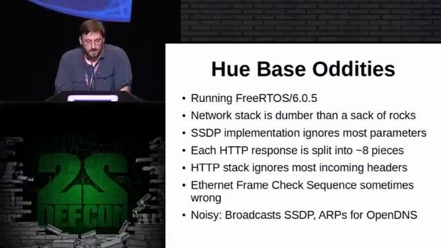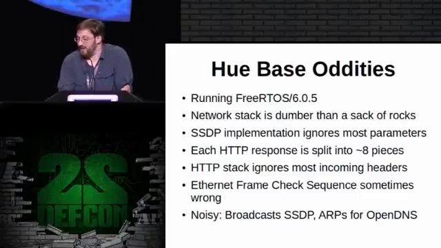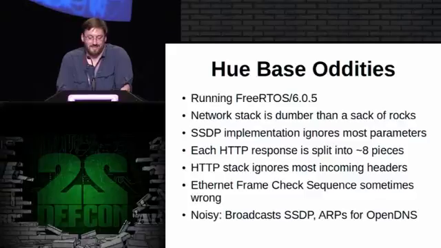Let's see, other things. Oh yeah, the HTTP stack basically ignores whatever headers you send it. It doesn't pay attention to content type or any of that. It sometimes sends out the wrong Ethernet frame check sequence. And it sends a lot of random stuff even when it's not connected to the internet. I've noticed that occasionally when it has an IP address, it'll still be trying to DHCP. It's always looking for OpenDNS even when it knows where it is.